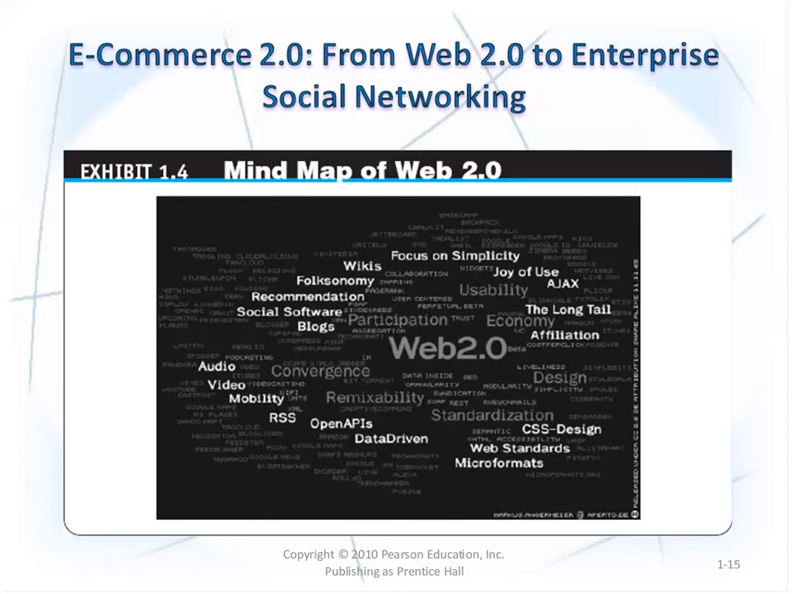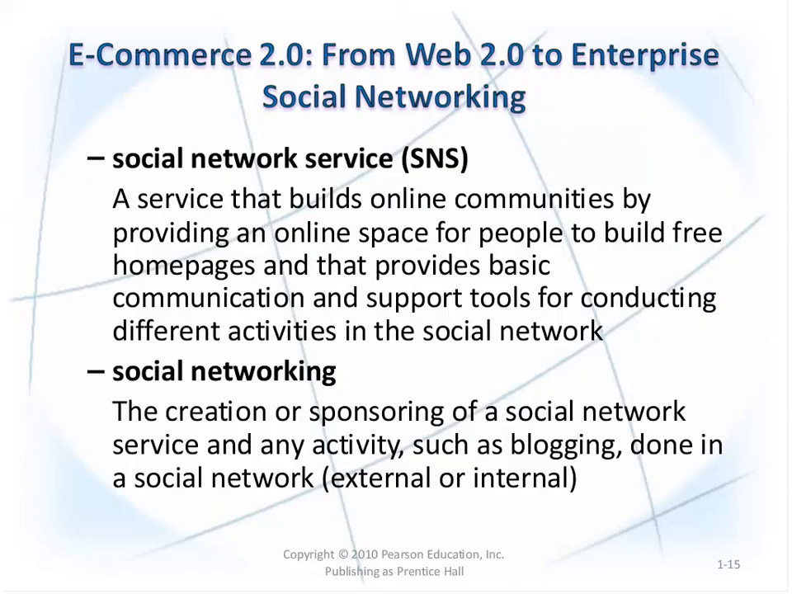Here you can have a mind map of Web 2.0. We already talked about some of the issues: wikis, social software. For social networks, I brought you some definitions and terms you may need to know. For example, SNS is a social network service, a service that builds online communities by providing an online space for people to build free home pages and that provides basic communication and support tools for conducting different activities in social networks.